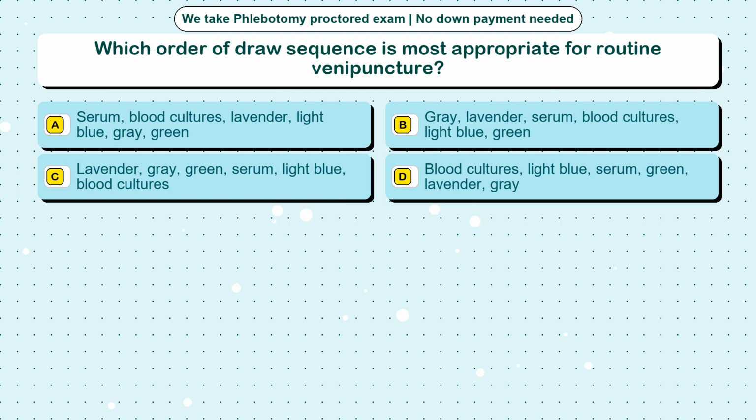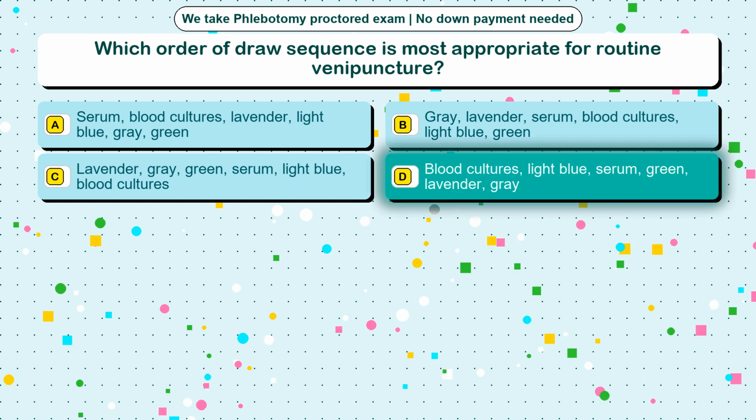Question 52. Which order of draw sequence is most appropriate for routine venipuncture? Option A. Serum, blood cultures, lavender, light blue, gray, green. Option B. Gray, lavender, serum, blood cultures, light blue, green. Option C. Lavender, gray, green, serum, light blue, blood cultures. Option D. Blood cultures, light blue, serum, green, lavender, gray.